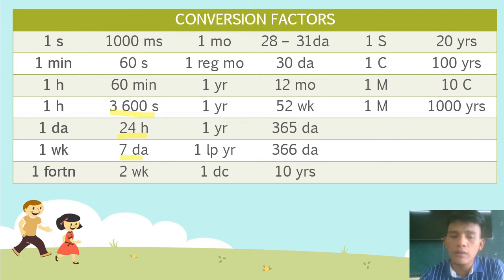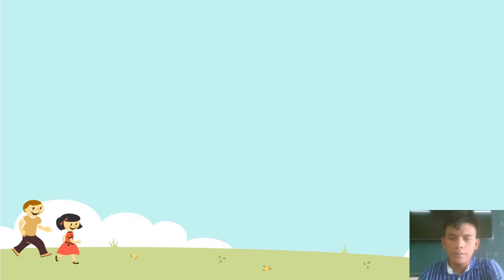1 fortnight is equal to 2 weeks. 1 month is equal to 28 to 31 days. It depends. 1 regular month is equal to 30 days. That's a regular month. 1 year is equal to 12 months. 1 year is equal to 52 weeks. 1 year is equal to 365 days. 1 leap year is equal to 366 days. 1 decade is equal to 10 years. And so on. I will give you example number 1.